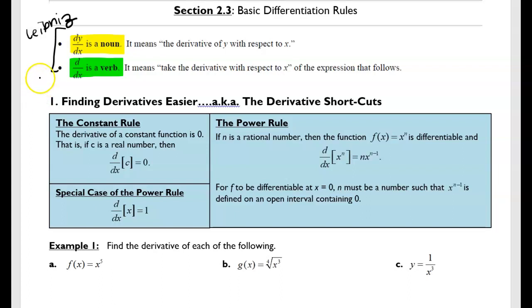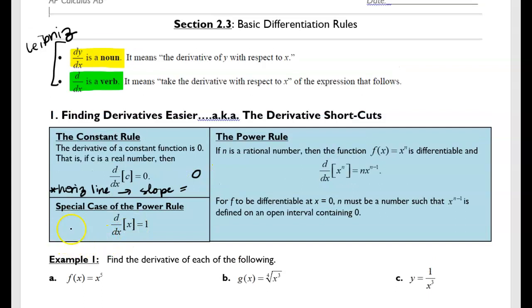So let's talk about the derivative shortcuts. First of all, the constant rule, and that is that the derivative of a constant is 0. Notice this d dx, I'm taking the derivative of the constant, that's 0. The reason why is because if you think about a constant graph, like y equals c, it would be a horizontal line. And when I have a horizontal line, the slope is 0. That means our derivative is 0.